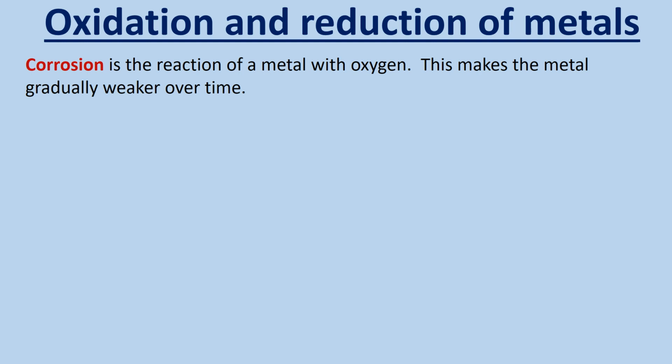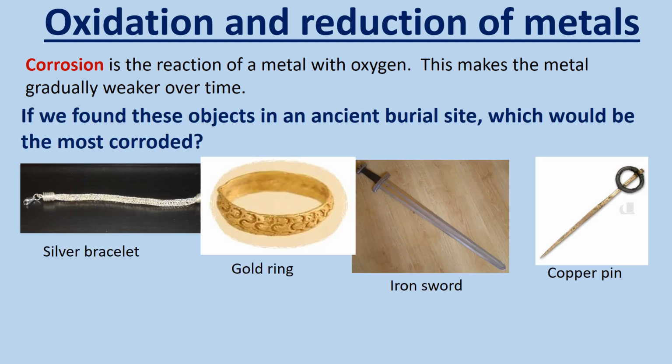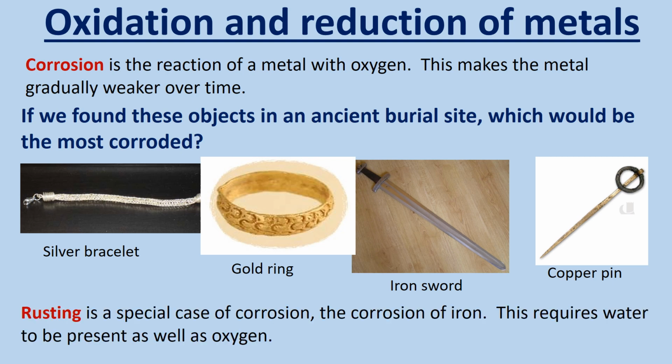Okay. Oxidation and reduction of metals. Corrosion is the reaction of a metal with oxygen, and this makes the metal gradually weaker over time. So if we found silver, gold, iron or copper at an ancient burial site, clearly the iron sword would have corroded, as rusting is a special case of corrosion of iron. It requires water and oxygen to be present.